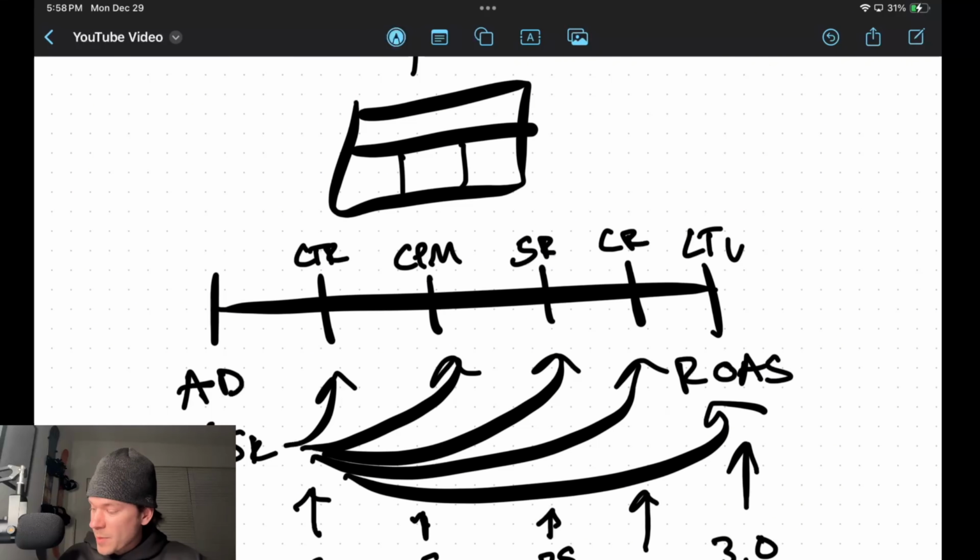All I'm doing is I'm spending 5K to solve each one of these metrics. Now, if we really simplify this process, again, if that's 5K here, 5K here, 5K here, 5K here, 5K here, that's 25K. And there you go. I spent 25K to hit that 3x return on my ad spend.